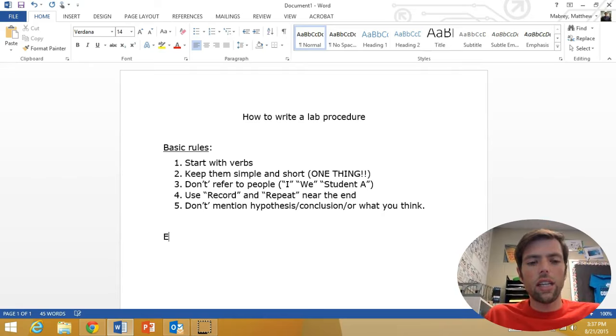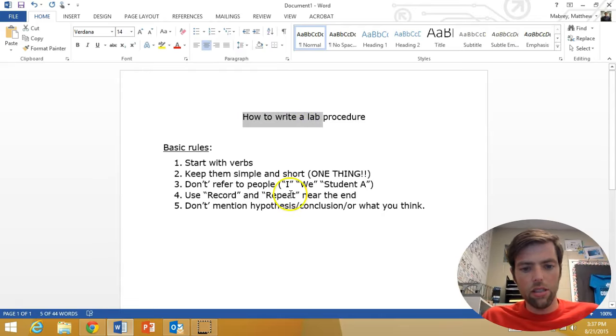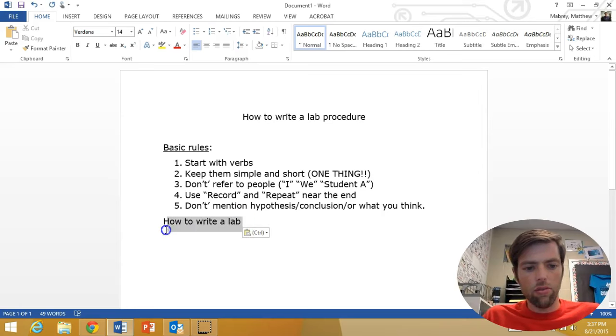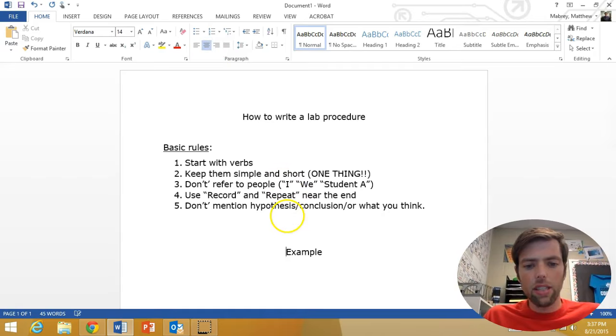So, let's give an example, shall we? All I want to do is write an example. Now, if I were you, I wouldn't copy down the scenario because I don't think you're really going to care what the scenario is. I would just copy down the procedure I'm going to write.